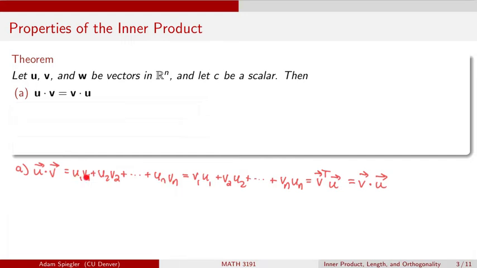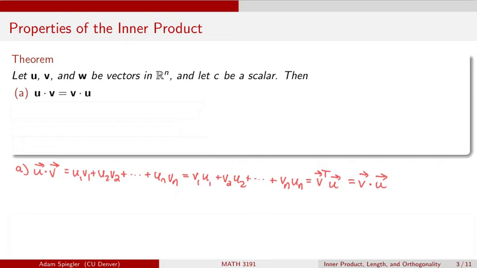So I could write u1 v1 as v1 times u1 plus v2 times u2, all the way up to plus vn times un. And now writing the inner product in this way, it's equivalent to saying v transpose times u, which is by definition v dot product with u. So that's a quick proof of the very first property that the inner product is a commutative operation.